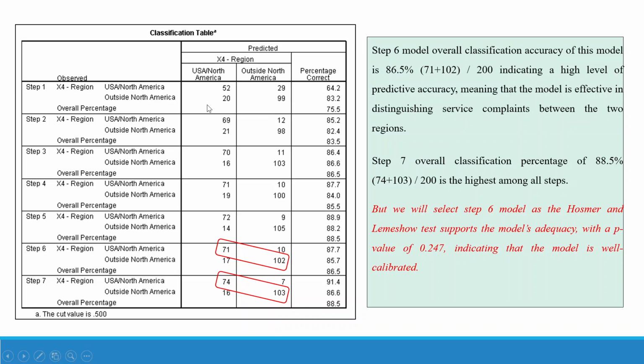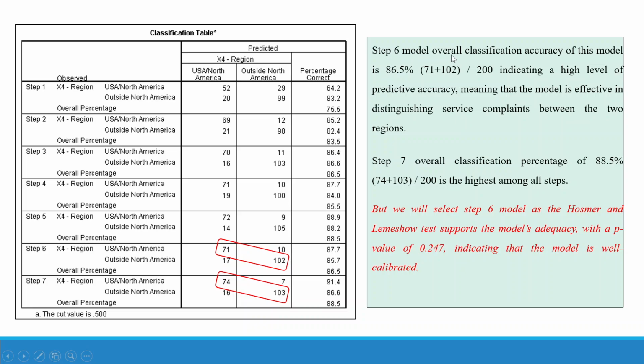Now let's understand this part. Outside North America 20, prediction done by the model inside North America. So this is wrong. Let's see this one. Inside North America, prediction done by the model outside North America. So 20 plus 29, 49 are misclassified cases, also known as leakage in the model. Now let's see step 6 and step 7.